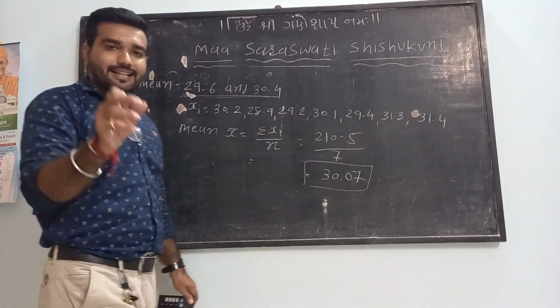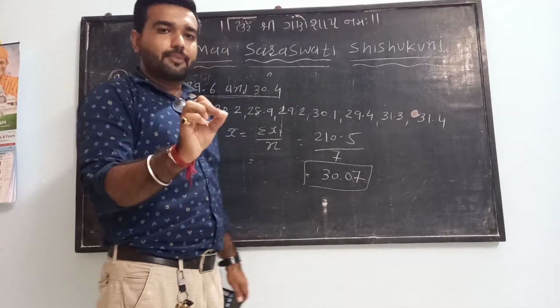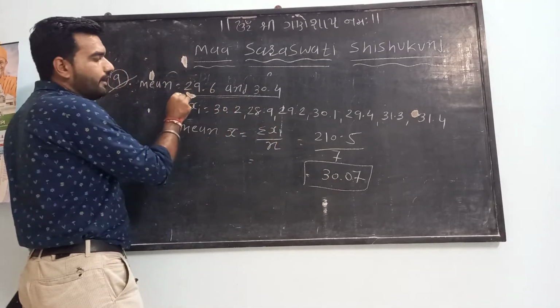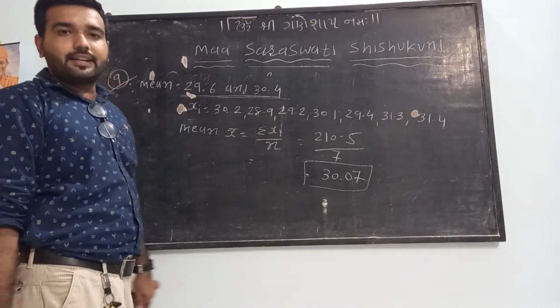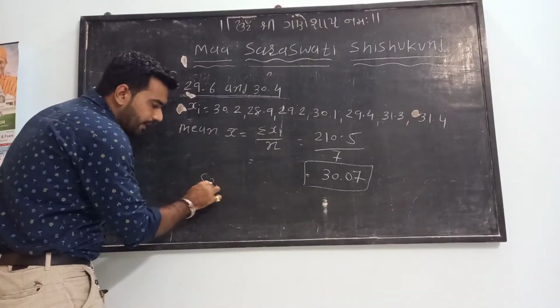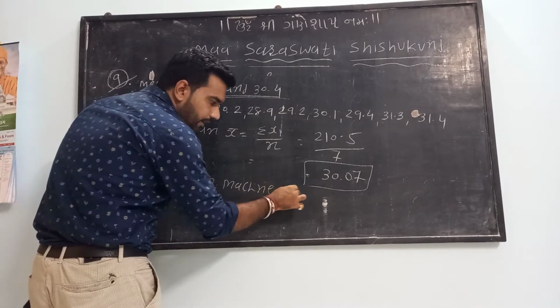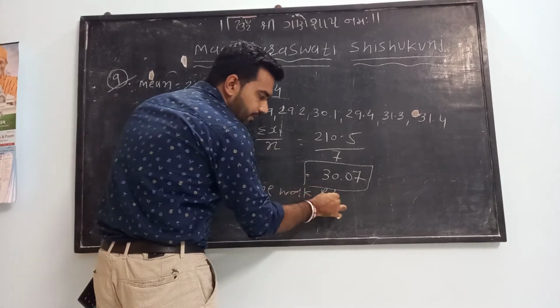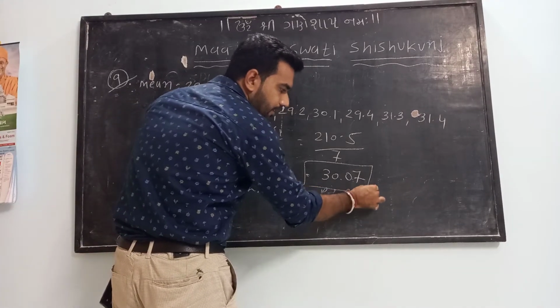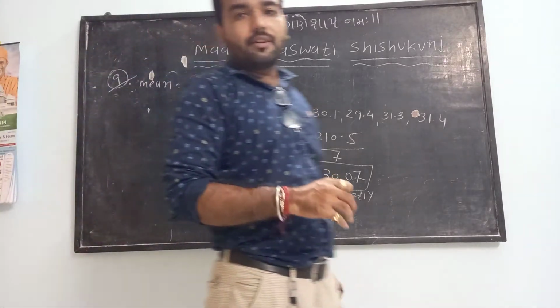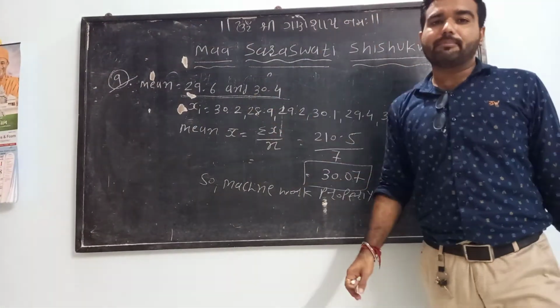In the question they ask us, does the machine work properly? So here our answer 30.07 is between 29.6 and 30.4. So the final answer is the machine works properly. Here it is the final answer, because our answer is between 29.6 and 30.4. Okay, so that was example number 9.